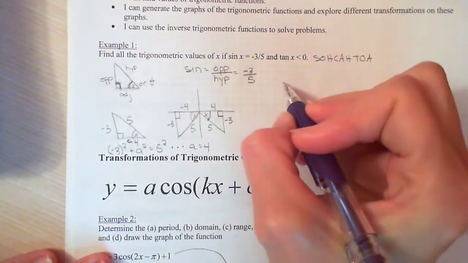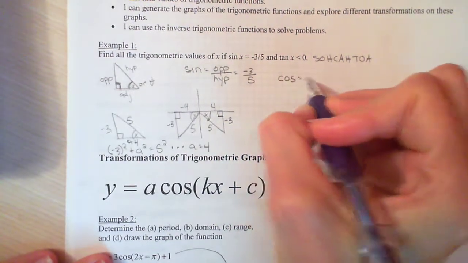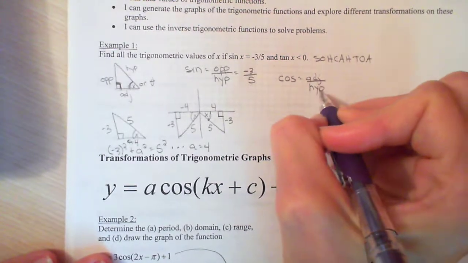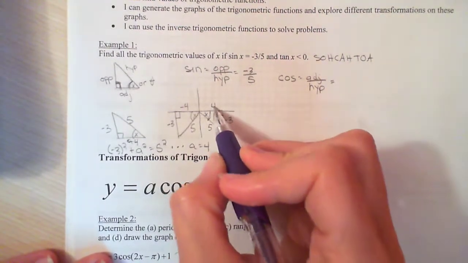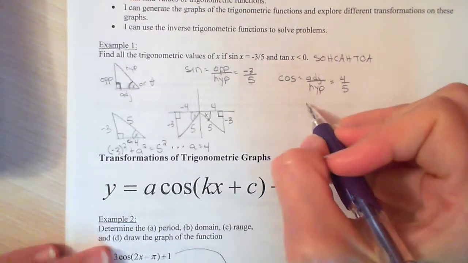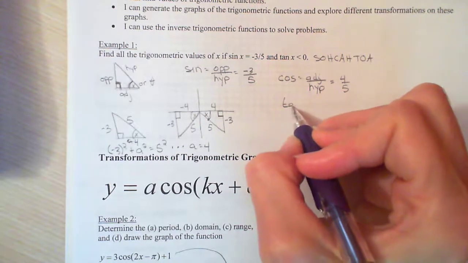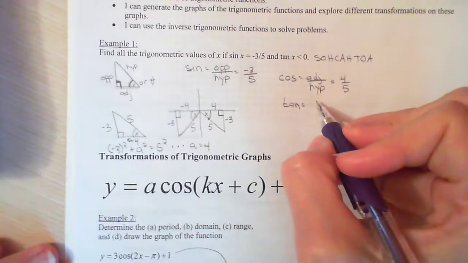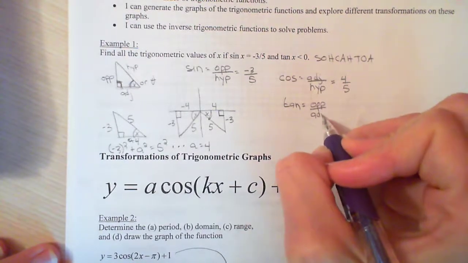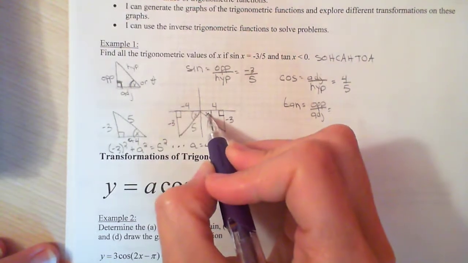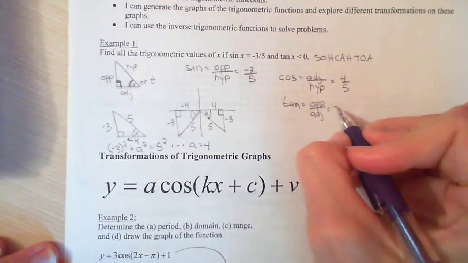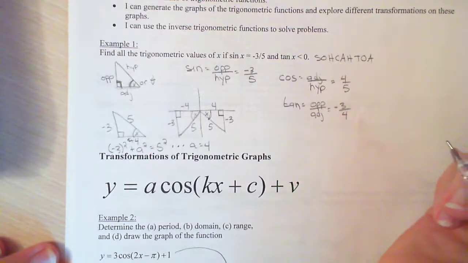Okay, so now I have the sine. So my cosine would be adjacent over hypotenuse, which would be 4/5. Okay, tangent is the same as sine over cosine, or opposite over adjacent. So opposite would be -3, adjacent would be 4. So -3/4.